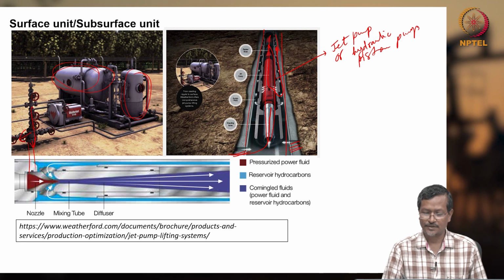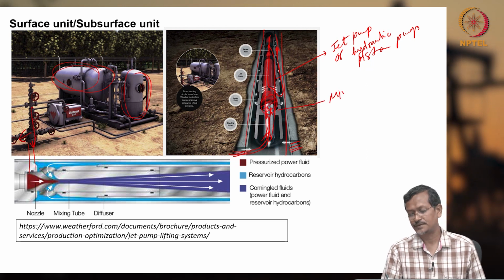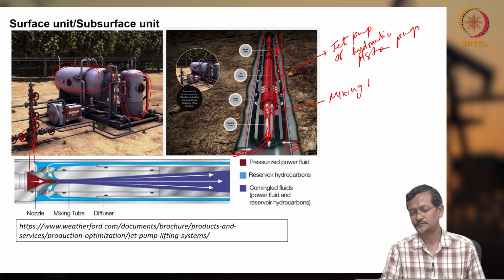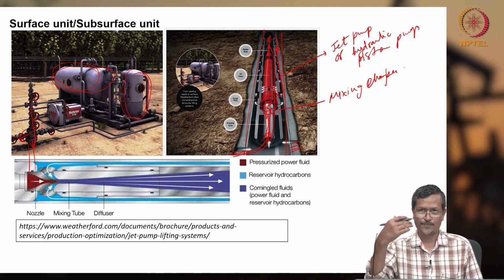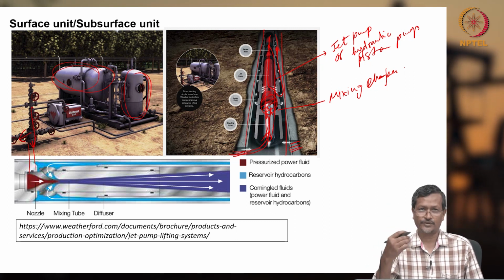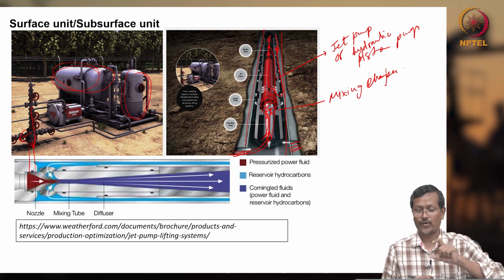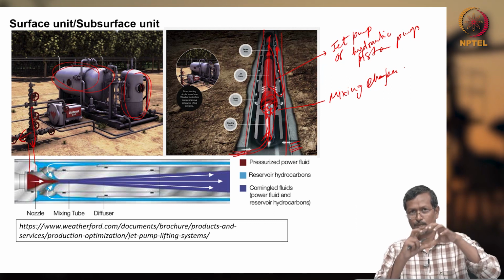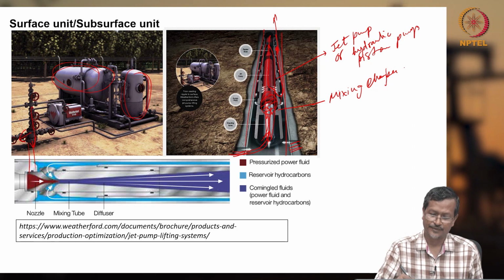So this wellbore fluid, if you see this one, is going to mix here. So there will be one mixing chamber. The wellbore fluid will be mixing with your surface pump fluid, the power fluid. I told you that whatever fluid is pumped from the surface is called power fluid. So power fluid and wellbore fluid will be mixing together, then you are lifting to the surface.